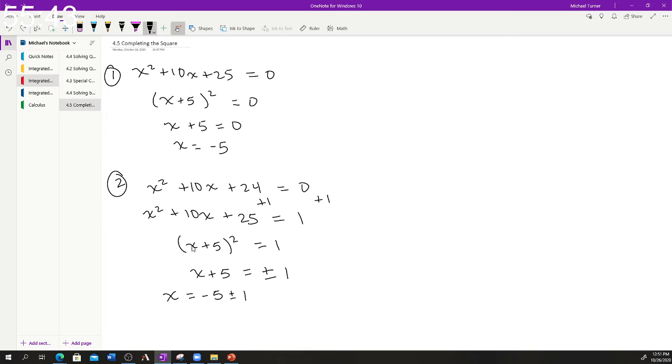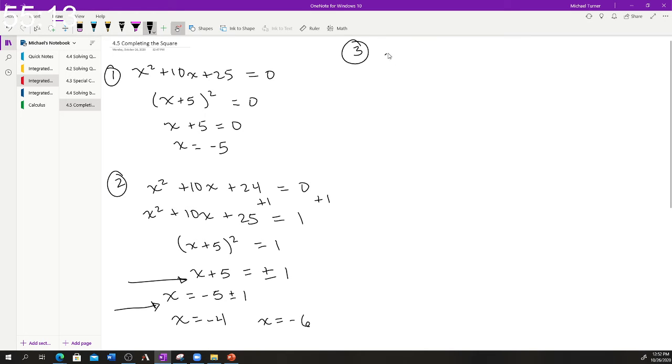Now, if you want to split your equation at this step, you can. Otherwise, you can split it here. I would split it here. And so my 2 answers are where I have x equals -5 plus 1, which would be -4, and where x equals -5 minus 1, which is -6. So unless you start out with a perfect square already, you should end up with 2 answers.